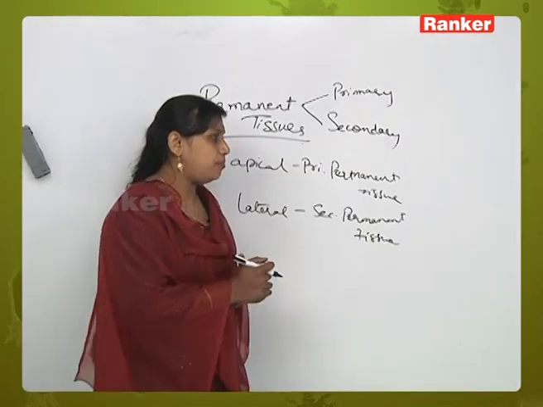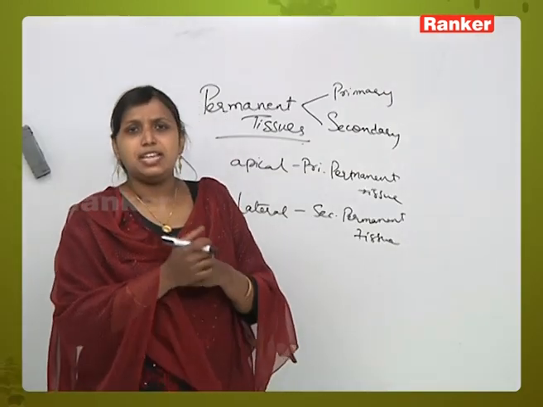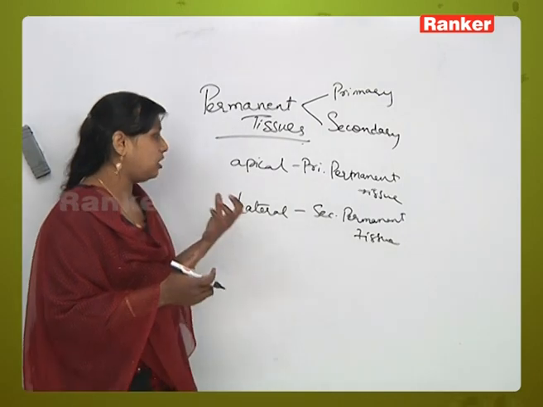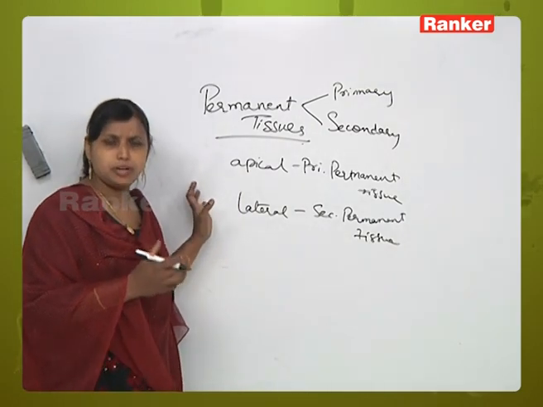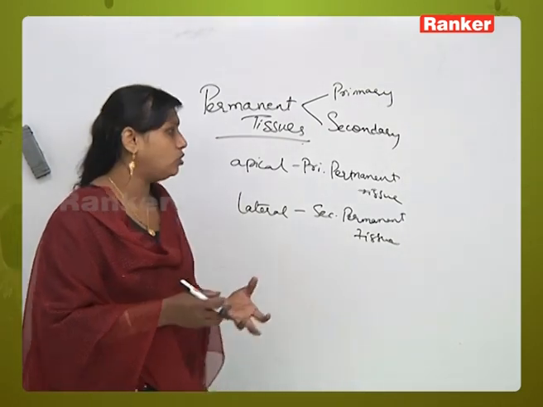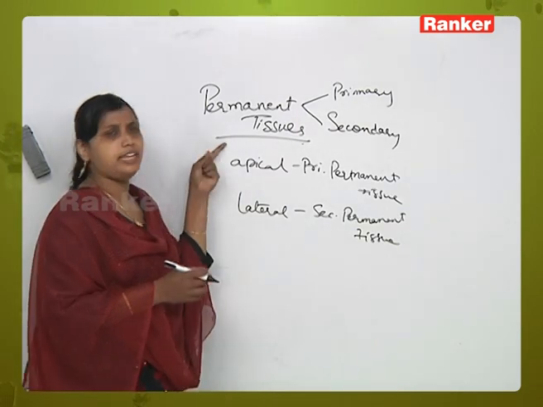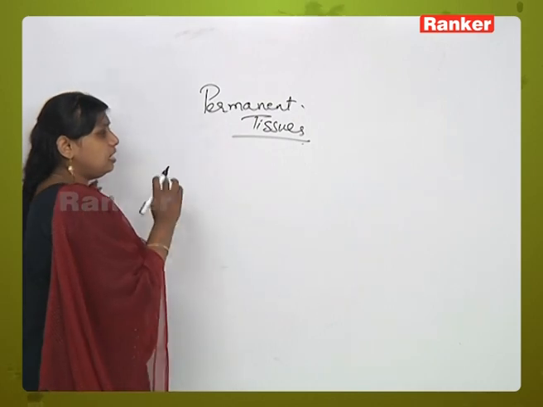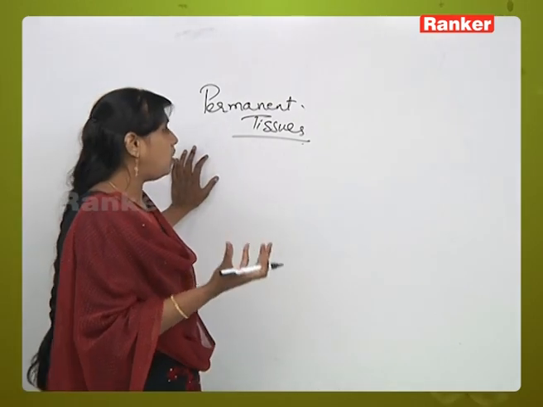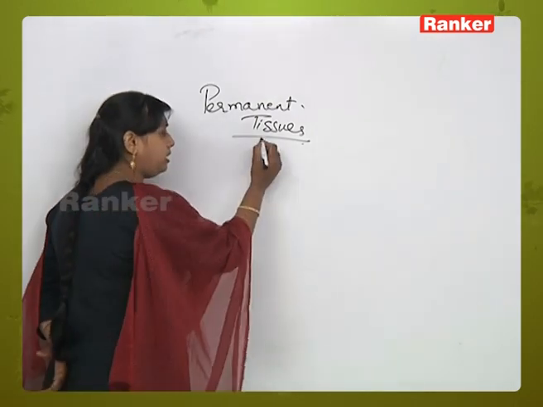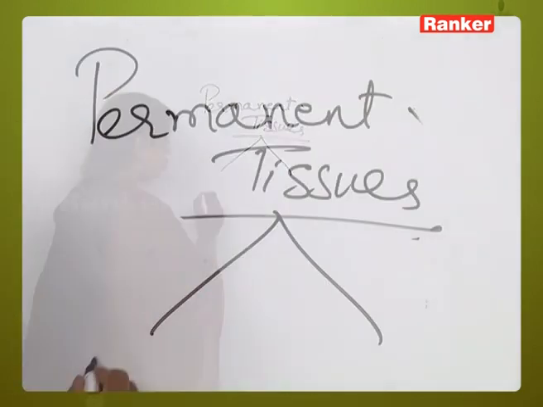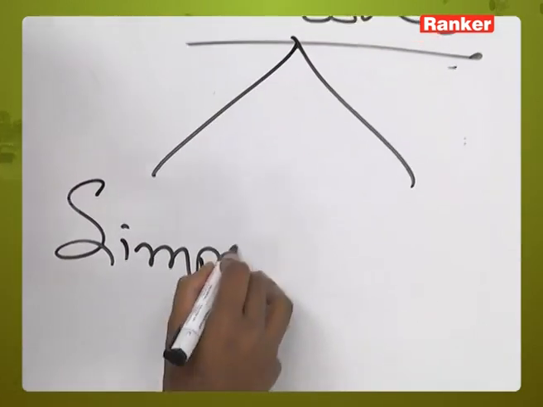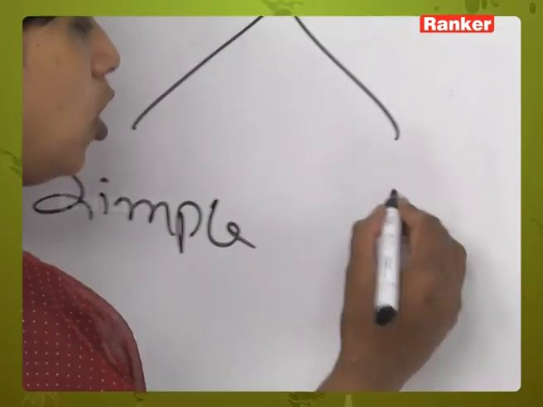Now, basing on the number of kinds of cells involved in the composition of the tissues, permanent tissues are again divided into two types: simple tissue and complex tissue.